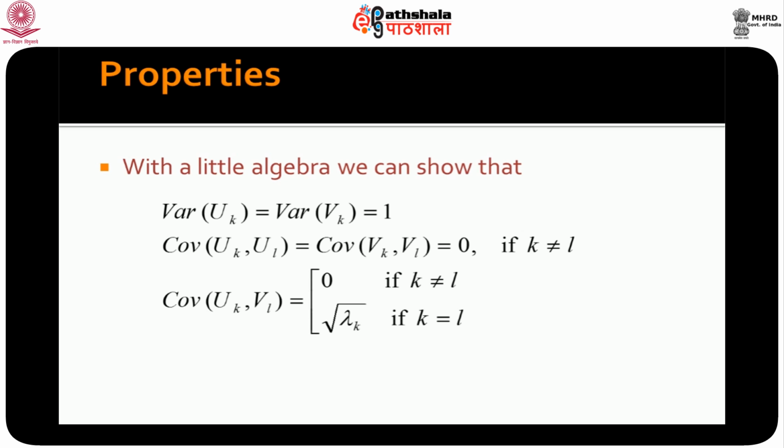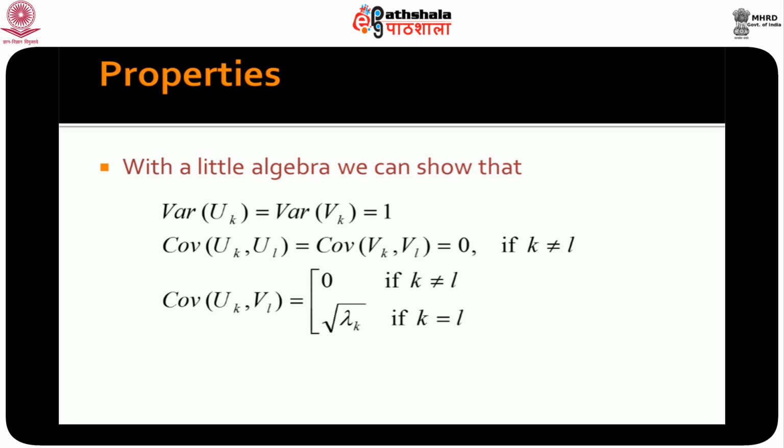The variance of uk and the variance of vk would both turn out to be equal to 1, and we can expect that the covariance between uk and ul would be equal to 0 for any k not equal to l. So, if I look at the first set, and from the first set I get r canonical variables, the first canonical variable, the second canonical variable, etc., all these are uncorrelated among themselves. Similarly, the canonical variables from the second set are uncorrelated among themselves, that is, the covariance between vk and vl is going to be equal to 0 if k is not equal to l.